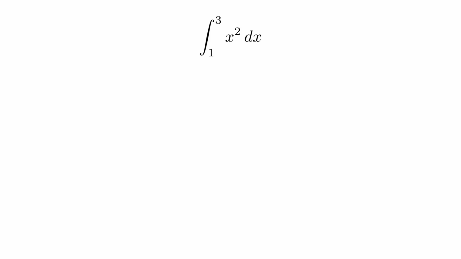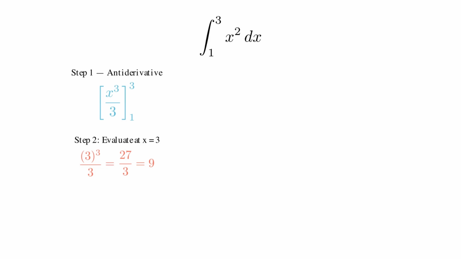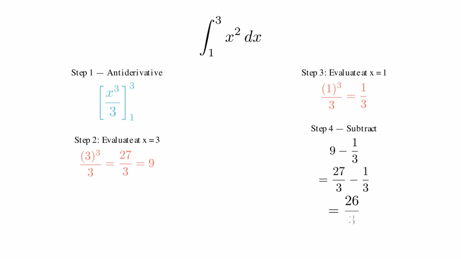For integrals with actual bounds, the answer is a number, not a function. Find the antiderivative, plug in the top bound, plug in the bottom bound, subtract. So the integral from 1 to 3 of x squared gives you x cubed over 3, evaluated from 1 to 3. Plug in the bounds and solve. Here it is 26 over 3.